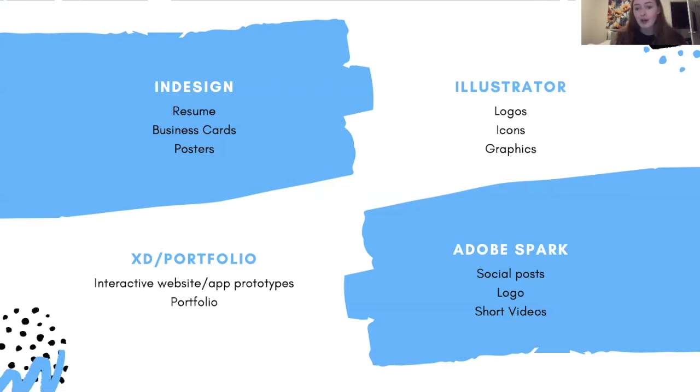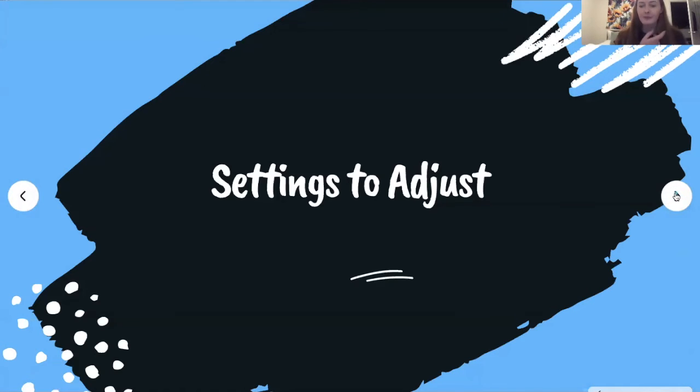So with Adobe Spark, you can create social posts, logos, and short videos along with a multitude of other things. If you saw the little flyer, like Instagram story thing that I made for this workshop, I created that on Adobe Spark. It was so easy, and I think it turned out pretty nice. So definitely check that out, even if you don't end up getting a Creative Cloud subscription.